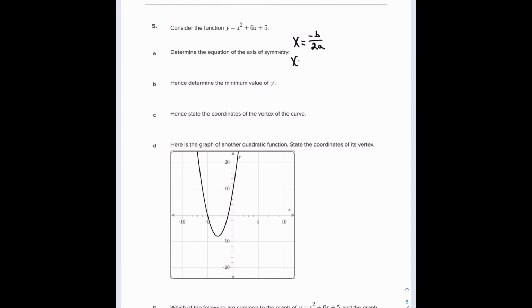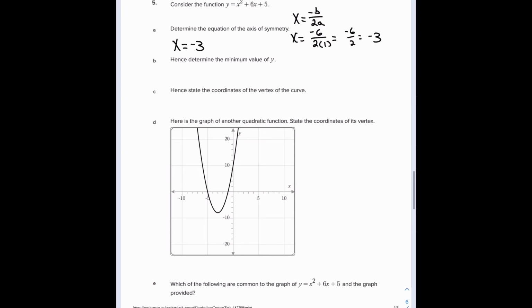So x equals negative 6 over 2 times our a, which is 1. So 1, negative 6 over 2. And we can see that that is negative 3. So that's our axis of symmetry.